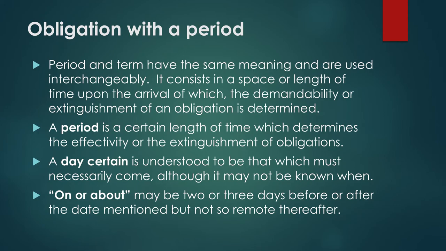A day certain is understood to be that which must necessarily come, although it may not be known when. And on or about may be 2 or 3 days before or after the date mentioned, but not so remote thereafter. Okay, so pagka ang ginamit na period or term is on or about, it could be construed to be around 2 or 3 days before or after the date mentioned, but not so remote thereafter. So hindi naman pwedeng 2 months before, it's not reasonably on or about. Or it cannot be like 5 years after. No? So on or about would be around 2 or 3 days before or after that date.